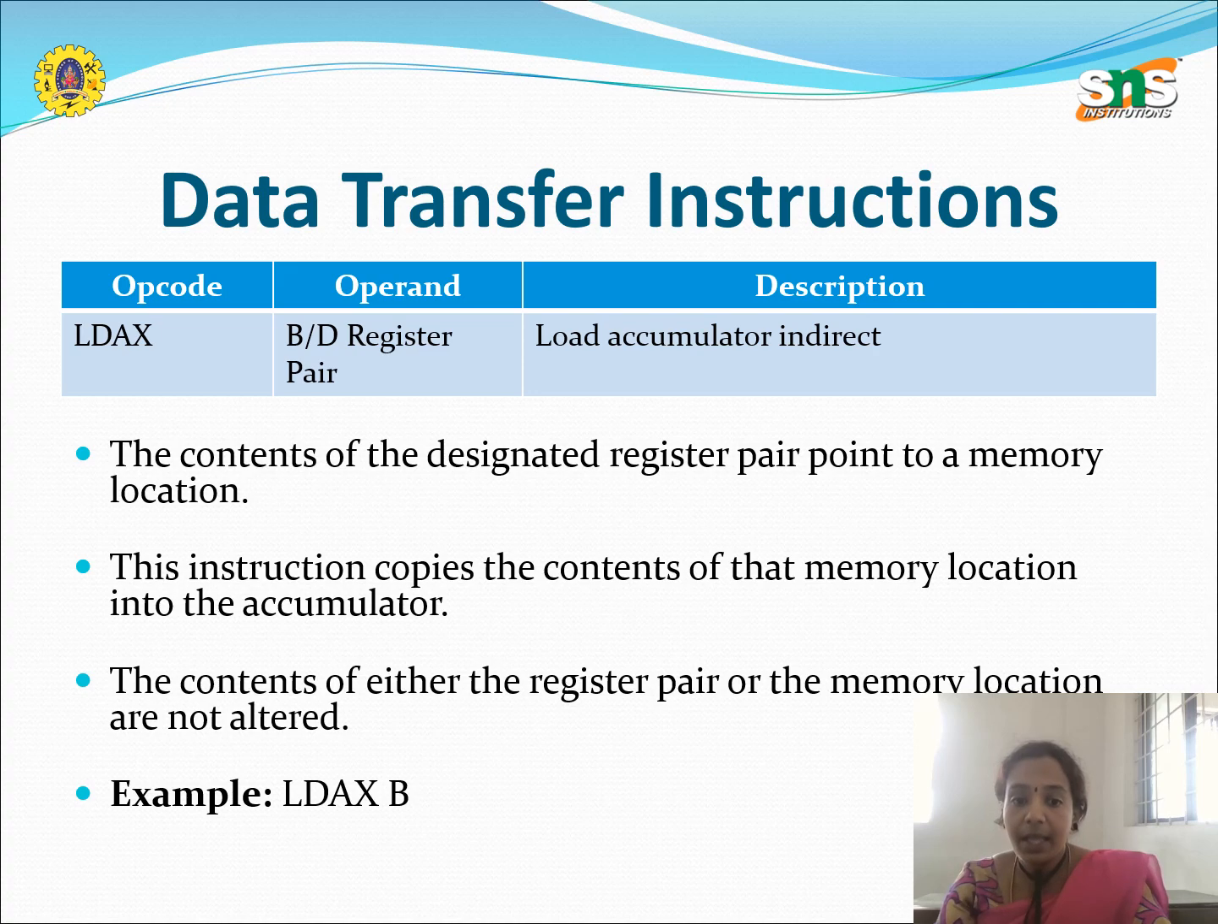Next one is LDAX, which means load the accumulator with the indirect data. The contents of the designated register pair point to a memory location. This instruction copies the contents of that memory location into the accumulator. LDAX means the contents of the register pair or the memory location are not altered. So the content which would be there in the B register pair's memory location would be moved to the accumulator A, and it can also be a 16-bit address.